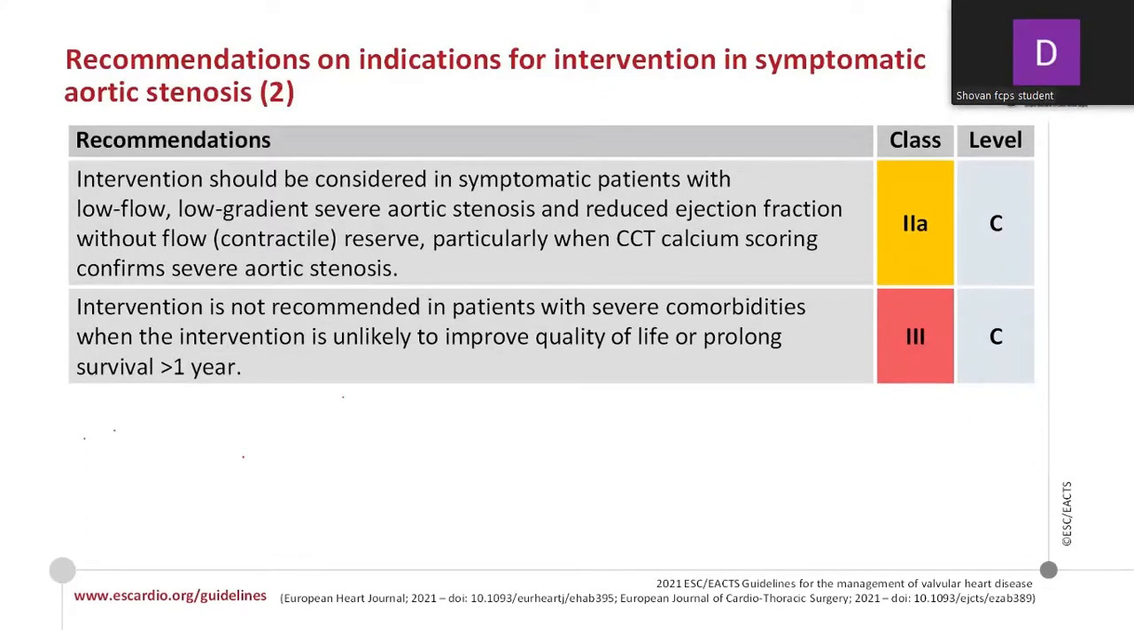And sometimes it is not possible to measure the area of the aortic valve. So at that time, we can take help from other imaging modalities. Coronary CT or calcium scoring may help at this time. So intervention should be considered in a symptomatic patient with low flow, low gradient, severe aortic stenosis with reduced ejection fraction without flow reserve, particularly when cardiac CT calcium scoring confirms severe aortic stenosis. This is a class 2 indication.